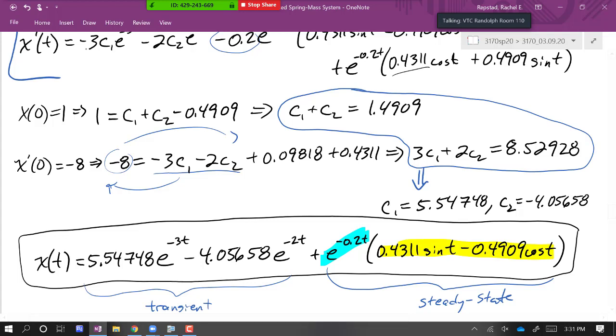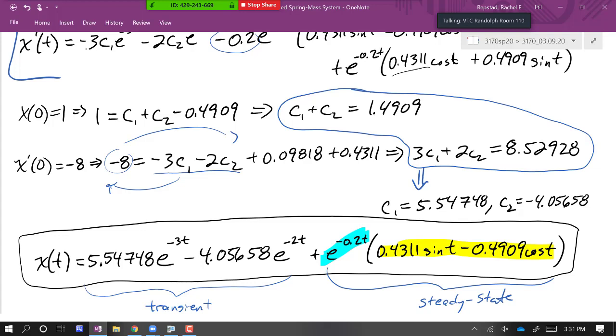What does a negative exponent mean? It's getting smaller, right? A negative exponent means you're dividing by it. That's the same as 1 divided by e to the 0.2t. So that's another exponential decay, an exponential decay factor that's a part of that steady state.